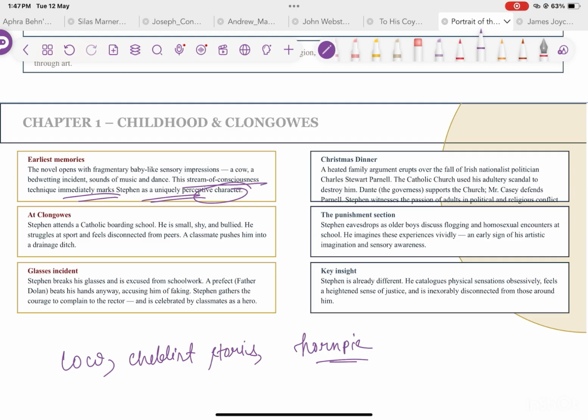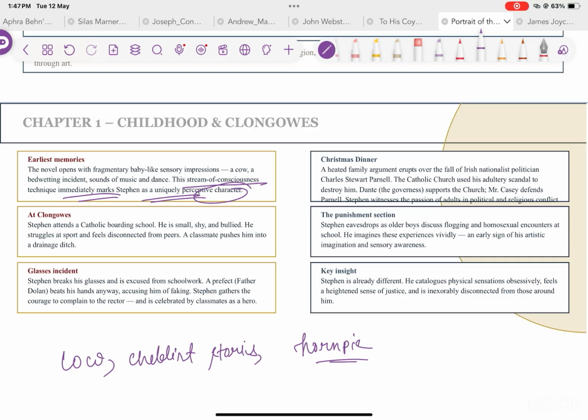And instead of a proper narrative, the reader enters Stephen's mind directly and experiences reality, how the mind shapes it. Joyce uses this technique to set the tone, to move away from the old classical way of storytelling and into the phase of modernism after the World War.